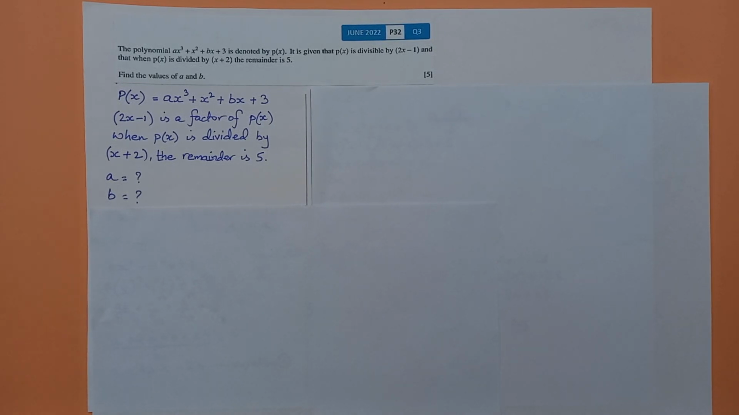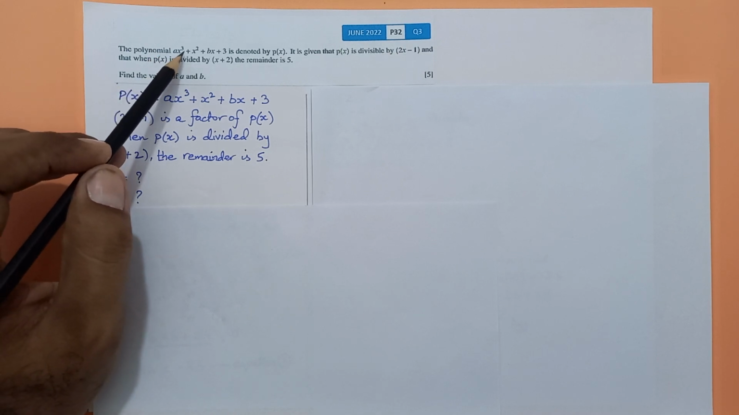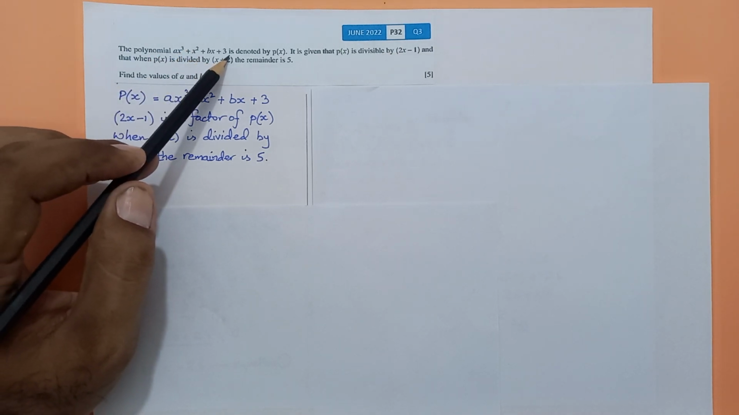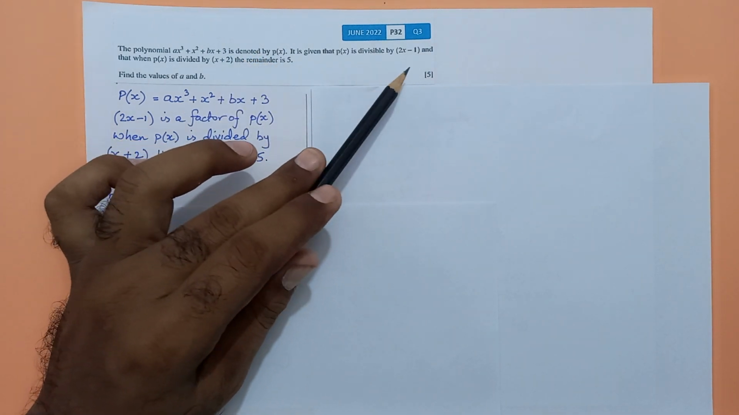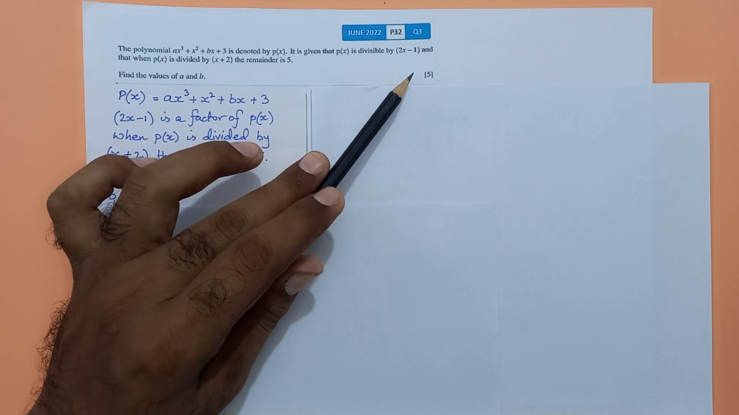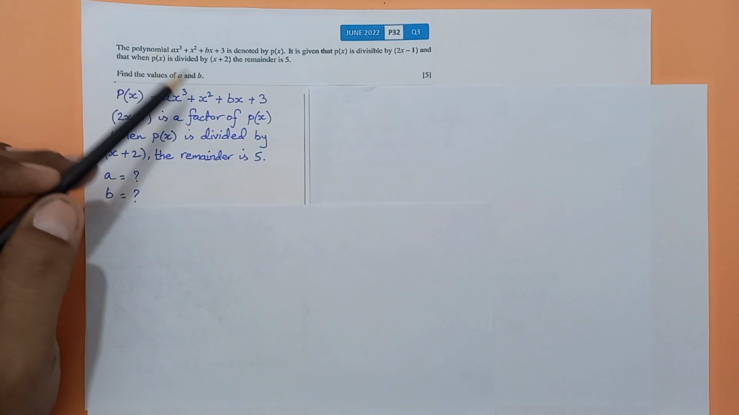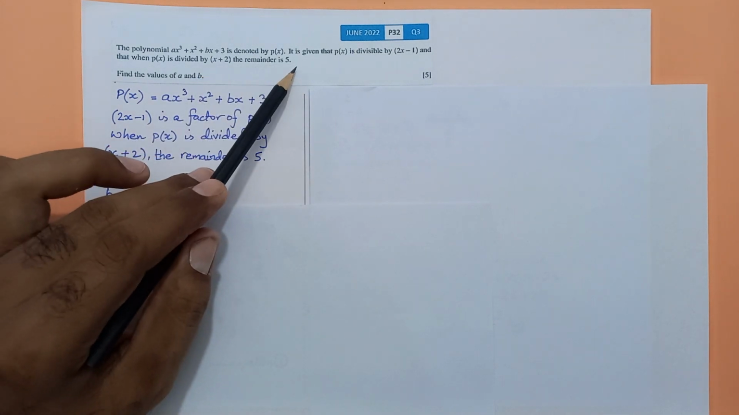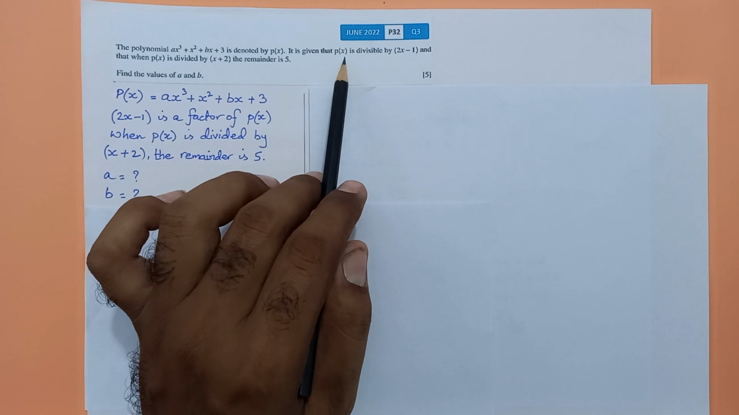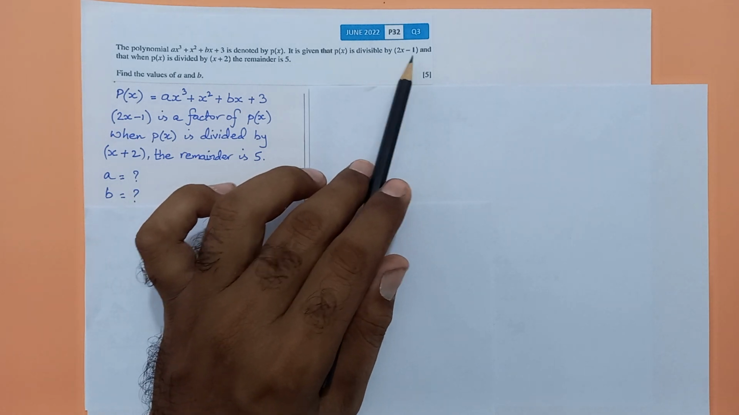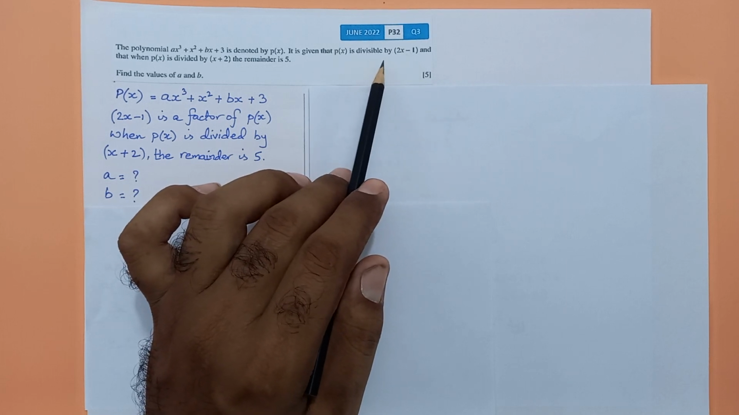Hello everyone. We have a question which says that the polynomial ax cube plus x square plus bx plus 3 is denoted by p(x). It is given that p(x) is divisible by 2x minus 1 and that when p(x) is divided by x plus 2 the remainder is 5. They have used the words that p(x) is divisible by 2x minus 1. That means 2x minus 1 is a factor because they have used the word divisible.